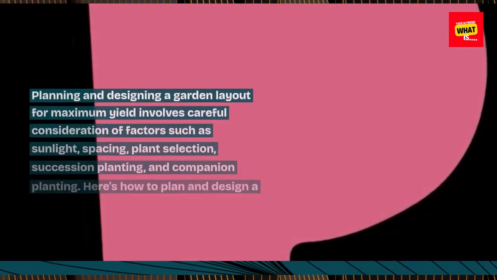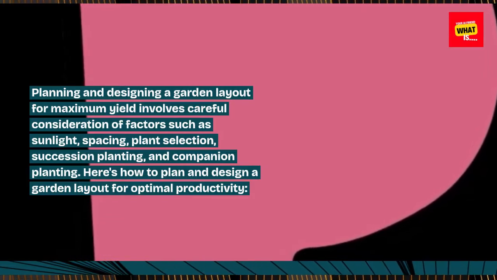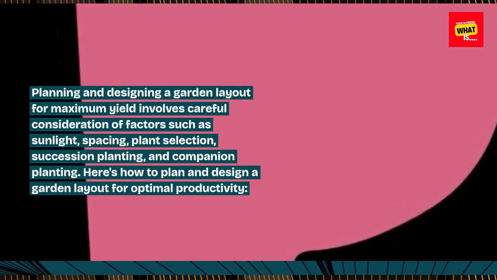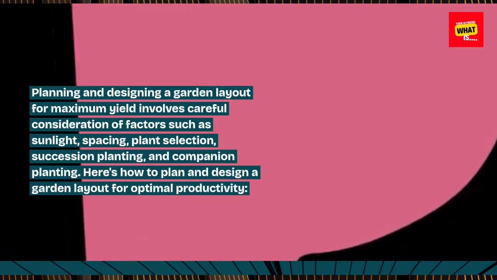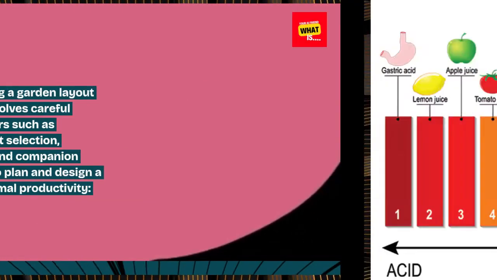Planning and designing a garden layout for maximum yield involves careful consideration of factors such as sunlight, spacing, plant selection, succession planting, and companion planting. Here's how to plan and design a garden layout for optimal productivity.